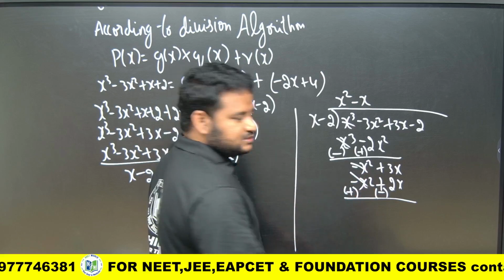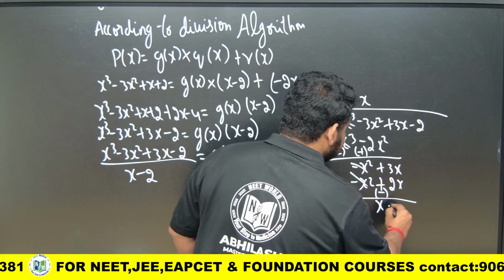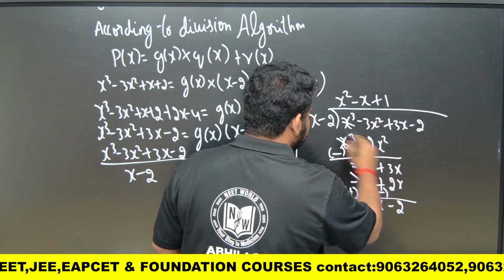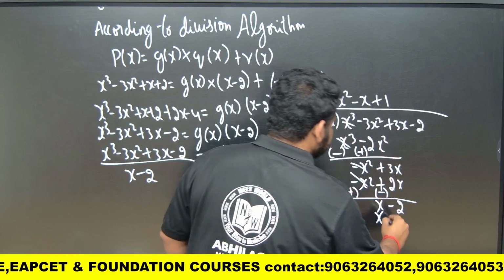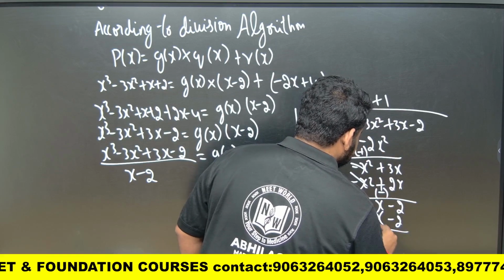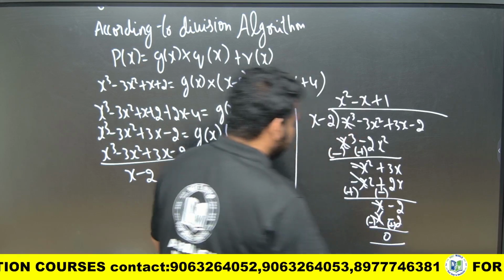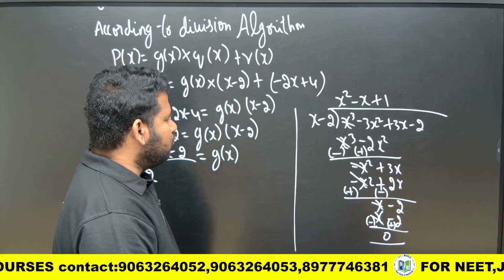3 minus 2 is x. Okay, I will get it as x minus 2. So, x and x, it is nothing but 1. I will write it as plus 1. x into 1 is x, minus 2 into 1 is minus 2. So, what will I get? If I put the opposite sign, this will get cancelled. I will get 0.